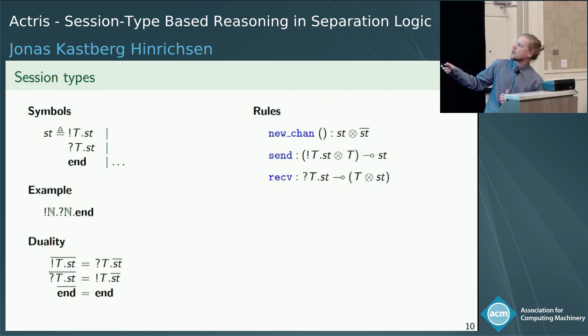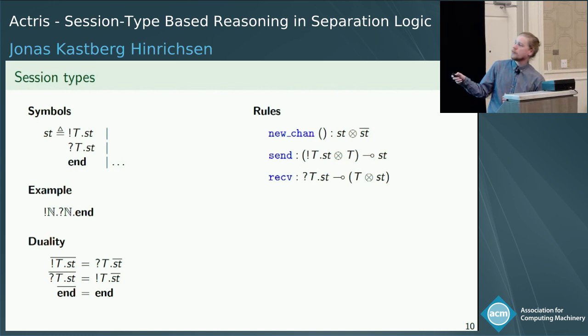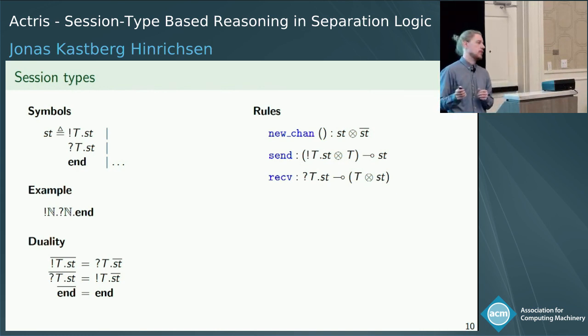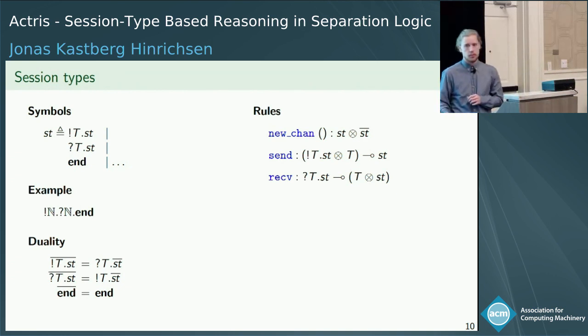Now, the rule for send states that we must consume a channel endpoint that is in fact expecting to send, and a value of the type that we actually expect to send. And then we continue as the tail of the protocol. Conversely, for receive, we must consume an endpoint that expects to be receiving, and the result is something of the type that we actually expected to receive, and the tail of the protocol.